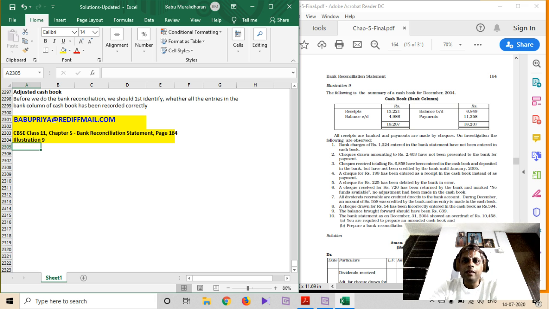We discussed about amended cash book and bank reconciliation statement after that. So this particular illustration talks about the cash book amendment as well as the subsequent reconciliation statement. The following is a summary of a cash book for December 2004. Cash book bank column 6,849 debit, which means that the cash book bank column is having a credit balance, which means it's an unfavorable balance in the cash book. Payments 11,358 and receipts 13,221. Balance carried down is 4,986.